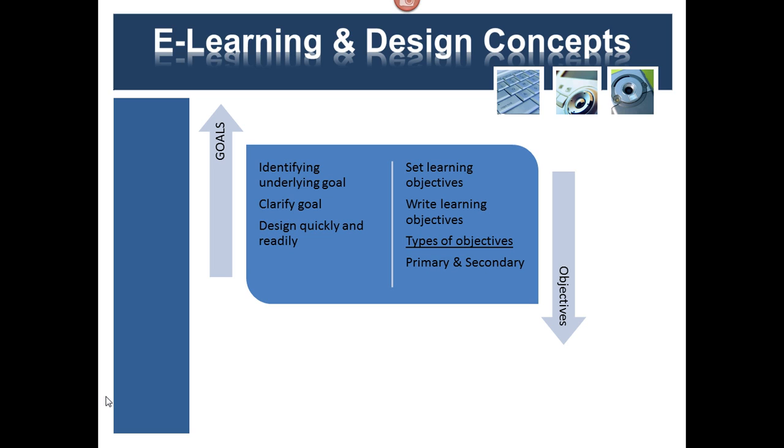Now we're going to talk about your goals and your objectives. You want to make sure that your goals are identifying underlying goals. Then you want to make sure that your goals are clear. And then once your goals are clear, you want to make sure that you design quickly and readily. Once you have your goals, you want to set your learning objectives. After you set your learning objectives, you want to write your learning objectives. And this will be able to put your primary and your secondary objectives where they need to go.